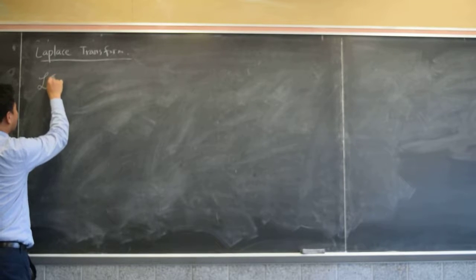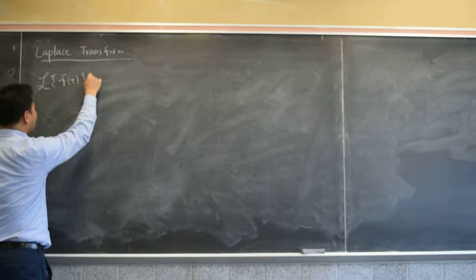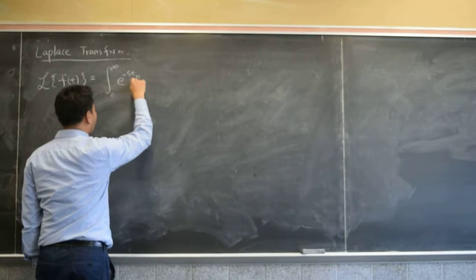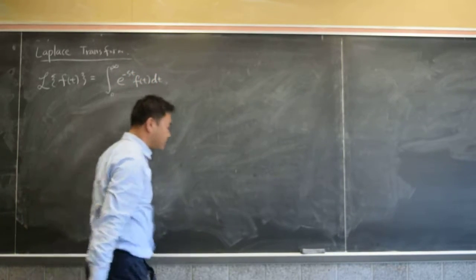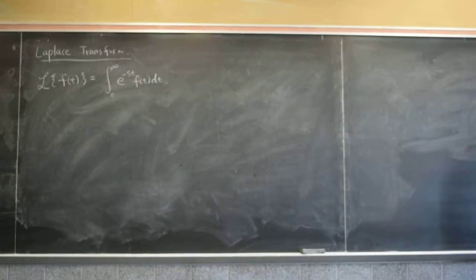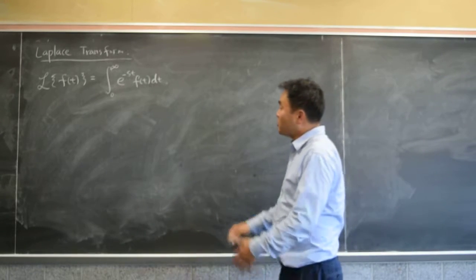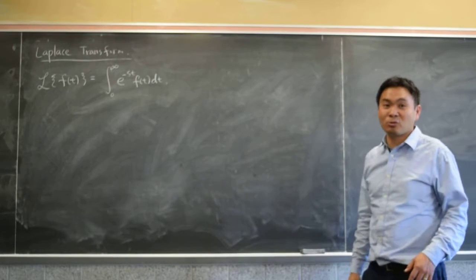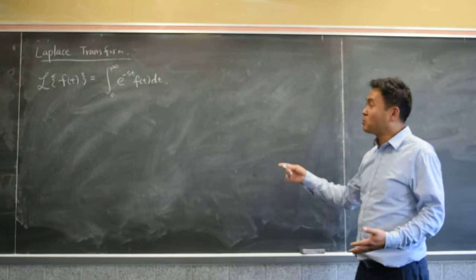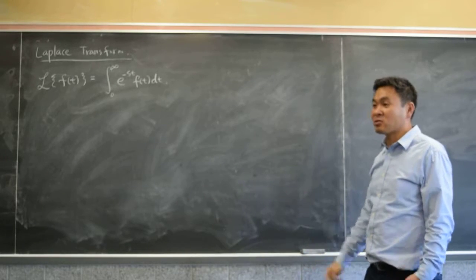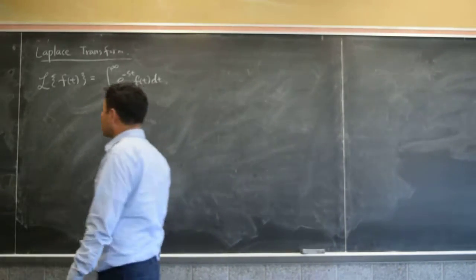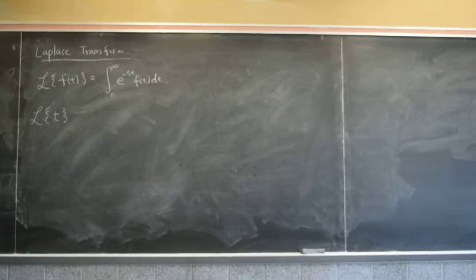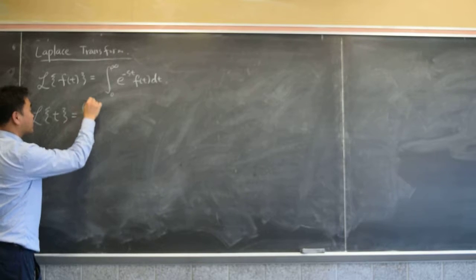The Laplace transform of a function f of t is defined as follows. You integrate from 0 to infinity of e to the negative st times f of t dt. Now, even before trying to understand what this does, I think the best way to understand it is to see what this does. You can just calculate the right side, and that could give you a better understanding of what this integral is doing. Okay? So let's do the simplest one I can think of, which is the Laplace transform of the function t. That's simple enough, right? So let's try this.